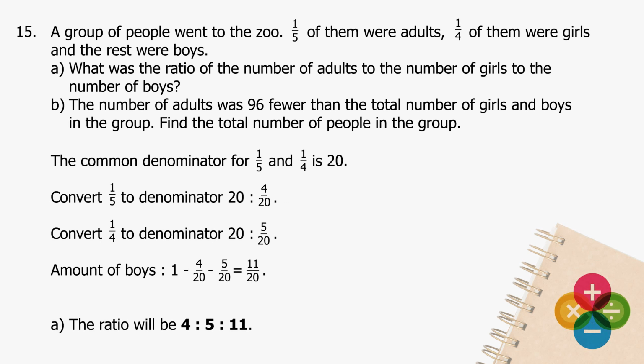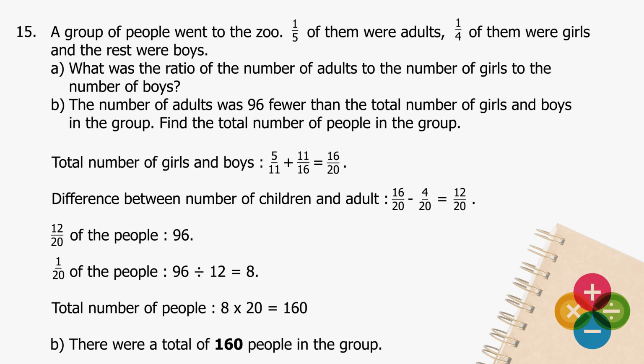The common denominator for 1/5 and 1/4 is 20. Convert 1/5 to denominator 20 will be multiply 1/5 by 4, and the product is 4/20. Convert 1/4 to denominator 20 will be multiply 1/4 by 5, and the product is 5/20. The amount of boys will be subtract 4/20, and then 5/20 from 1, and the difference is 11/20. A. The ratio will be 4:5:11.